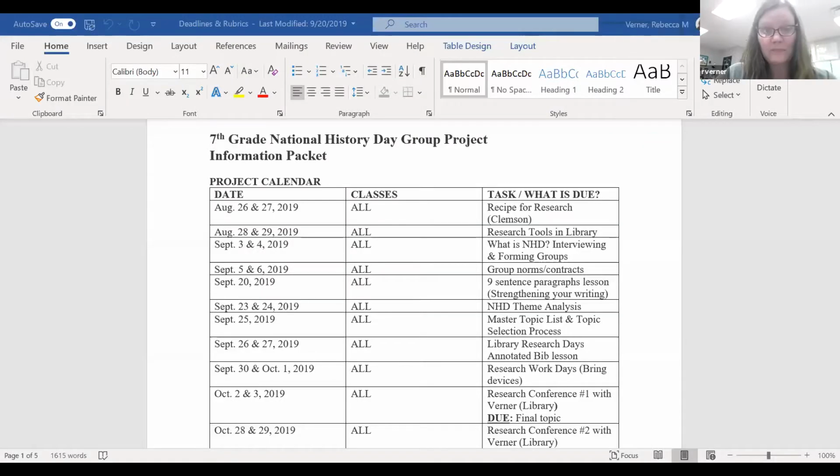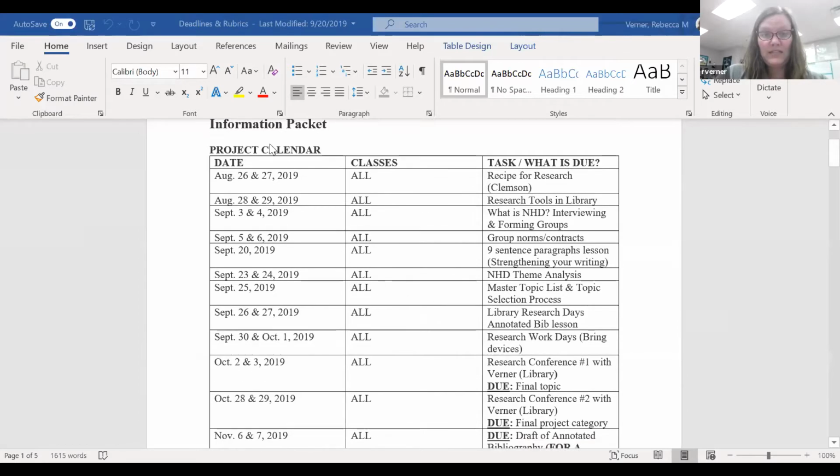I make them an information packet. Here we go. Sorry. I'm going to show you the packet that I created the last time the world was normal, which was 2019. That's when the theme was breaking barriers in history. So at about the 3rd or 4th week of school, I give them this packet. And you can see, and I teach all the 7th graders. I'm the only 7th grade social studies teacher. So I have 175 students.